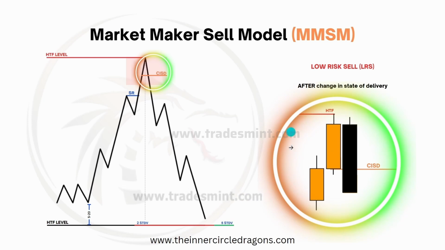This is what our change in state of delivery would look like, where the buy program has completed its buy side delivery, and we have rejected the higher time frame level and run below the opening price of the last up close candle, which becomes our bearish order block. The low risk sell will be a retracement back into the order block, and then we would see a move lower as the sell side program continues.